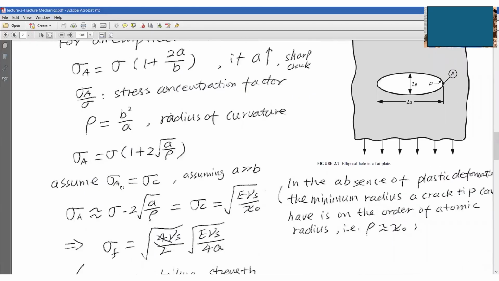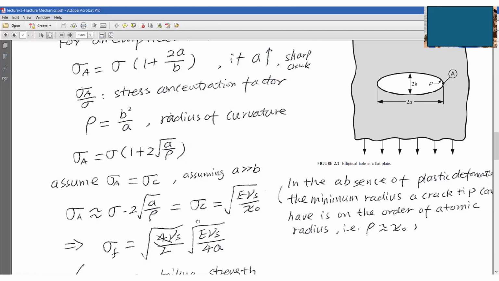So we assume sigma A equals sigma C, the theoretical cohesive strength. And let's see what will happen. Sigma A equals, assume this A is much larger than B, okay? So this value will be much larger than this one, so this one can be ignored. So sigma A can be approximated by sigma times this value, because this value is much larger than 1. Okay, so 2 sigma times the square root of A over rho.